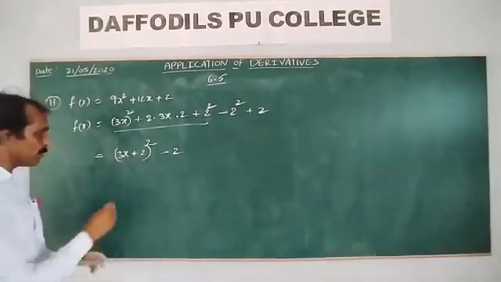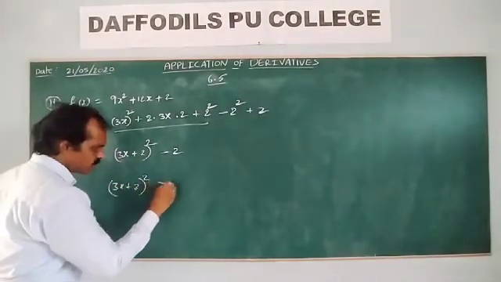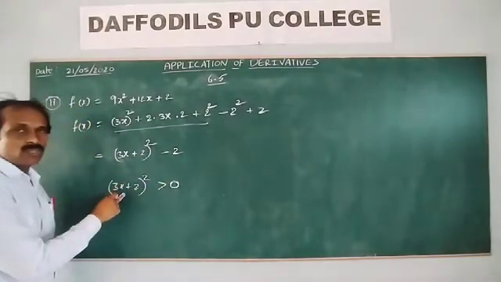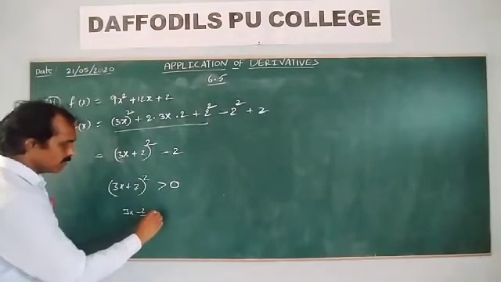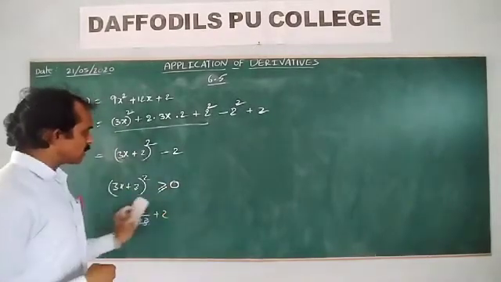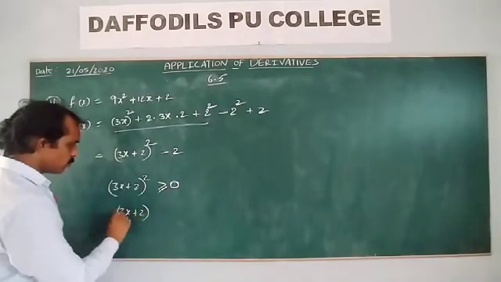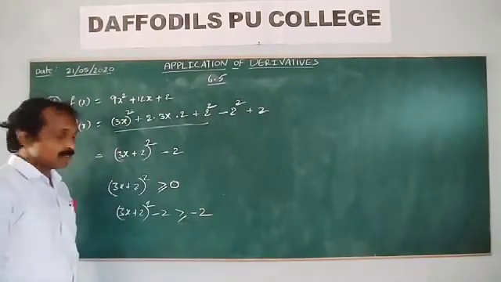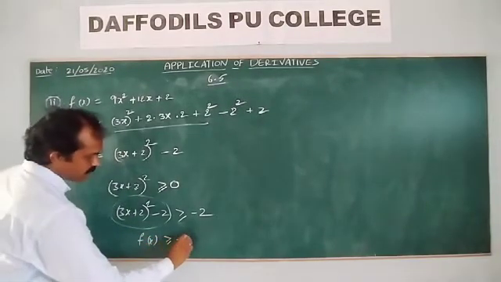Does f have a maximum or a minimum? 3x plus 2 whole square is greater than or equal to 0. For x equal to minus 2 by 3, the 3s cancel, minus 2 plus 2 is 0. That's why greater than or equal to 0. Adding minus 2 on both sides, 3x plus 2 whole square minus 2 is greater than or equal to minus 2. This is the function f of x. So f of x is greater than or equal to minus 2.